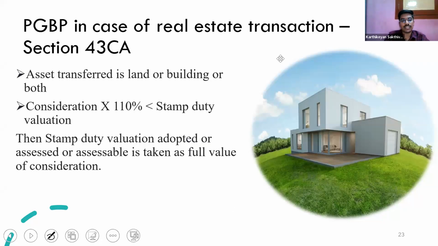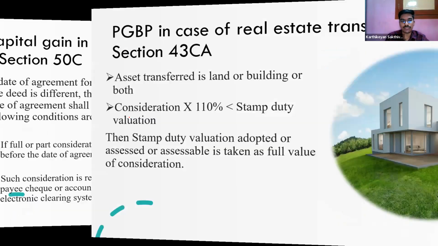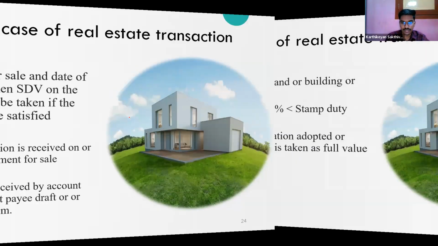Similarly, section 50C is for capital gains. The corresponding section is there in case of PGBP also, in section 43CA. So if the asset transferred is land or building or both, and consideration into 110% is less than stamp duty valuation, then stamp duty valuation is to be taken as full value of consideration, right?